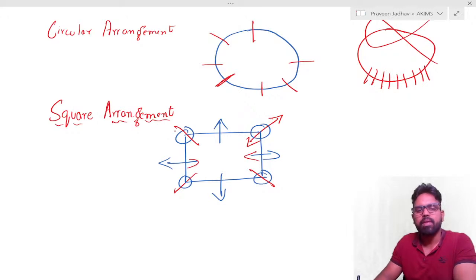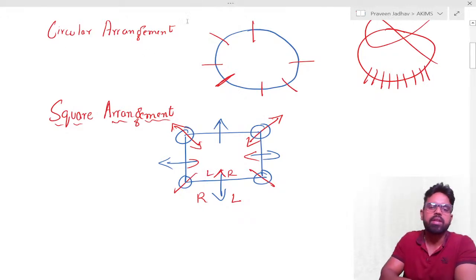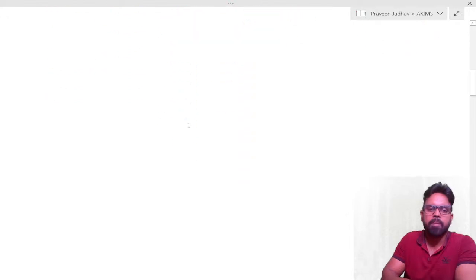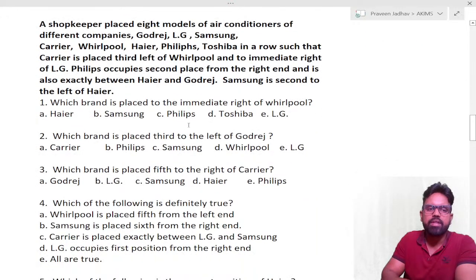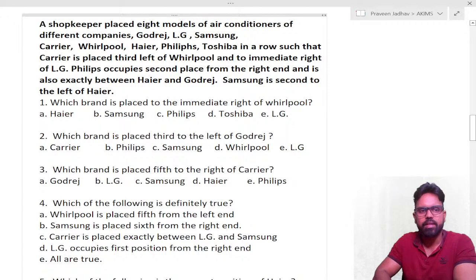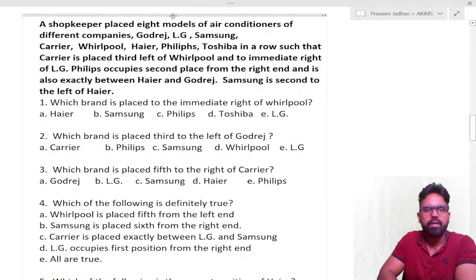Depending upon the question again, he can be facing inside or outside. When he faces outside, this will be right and this will be left. But when he faces inside, this will be right and this will be left. The only change, an important change you have to notice, is this. Getting it? Yeah. We'll start with a few easy questions here. Let's have a look at the question we have here.